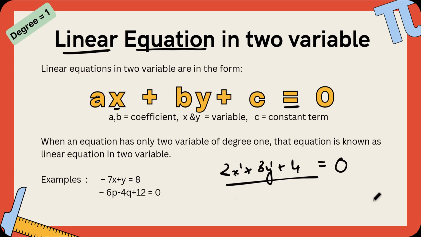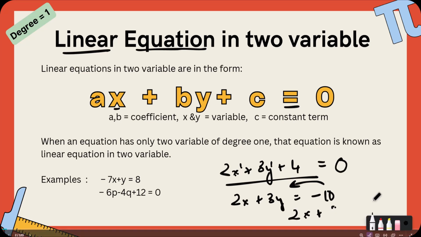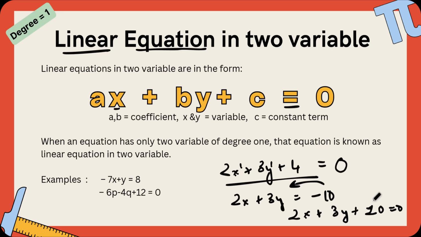Sometimes it might be written like this: 2x plus 3y is equal to minus 10. Let's take the minus 10 to the other side. So this is the general form. 2 is a, 3 is b, and c is minus 10, which will become plus 10. So all linear equations in two variables can be represented in the general form. a is the coefficient of x, b is the coefficient of y, and c is the constant term. When an equation has only two terms of degree 1, that equation is known as a linear equation in two variables.